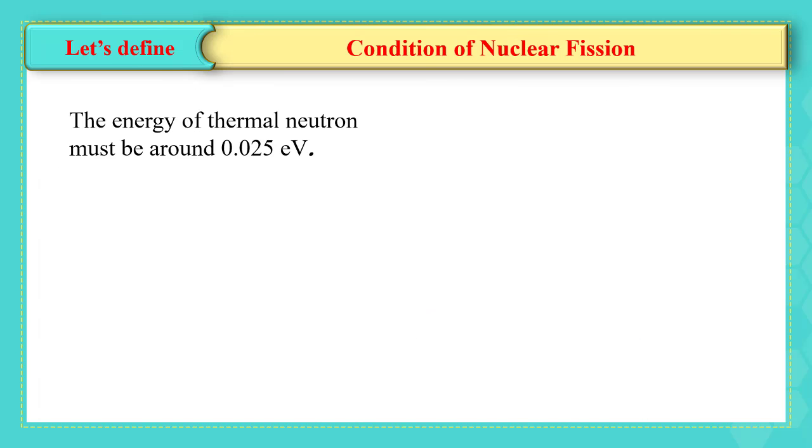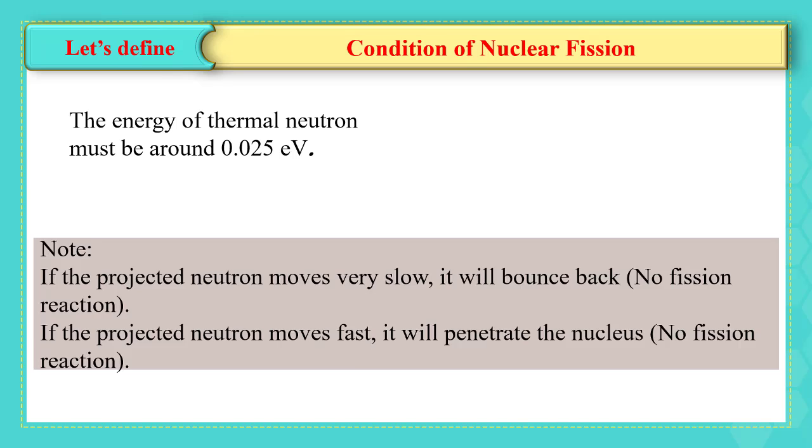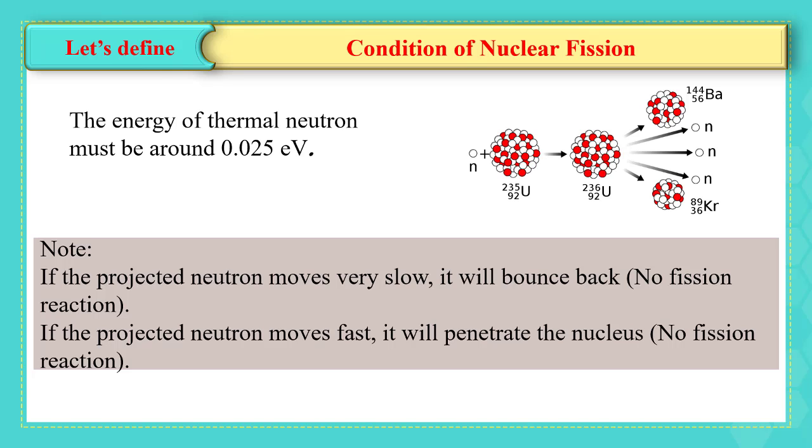A nuclear reaction takes place when a thermal neutron having a small kinetic energy of approximate value 0.025 electron volt collides with the target nucleus and is embedded in it, thus forming a new unstable nucleus which is divided into two lighter nuclei and a certain number of fast neutrons. Note that if the projected neutron moves very slow, it will bounce back and thus no fission reaction takes place. And if the projected neutron moves fast, it will penetrate the nucleus and also no fission reaction takes place.